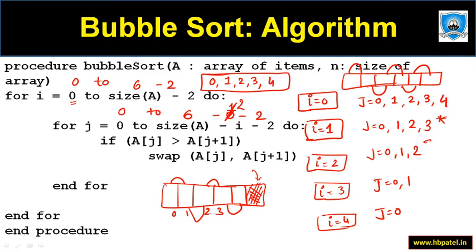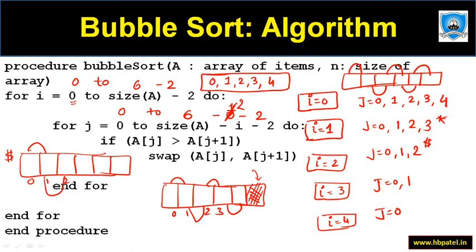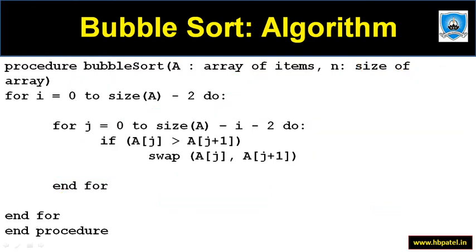And if I take this as an example, let me put something over here. In this case, these are 6 different elements and j equal to 0, 1, 2. So j equal to 0, 1, 2 means I'll be comparing this with this, this with this, and this with this. I will not go here and I will not go here. Why? Because these two elements have already been sorted. So this is how the entire logic of this thing works.